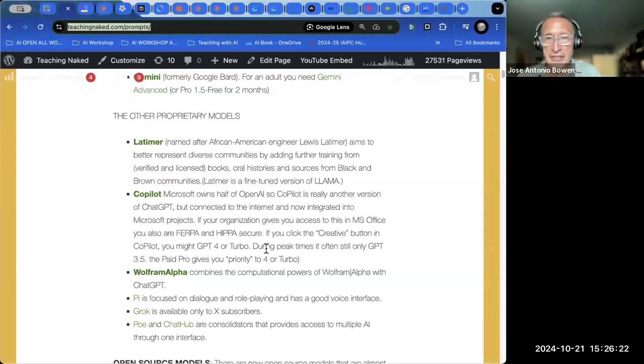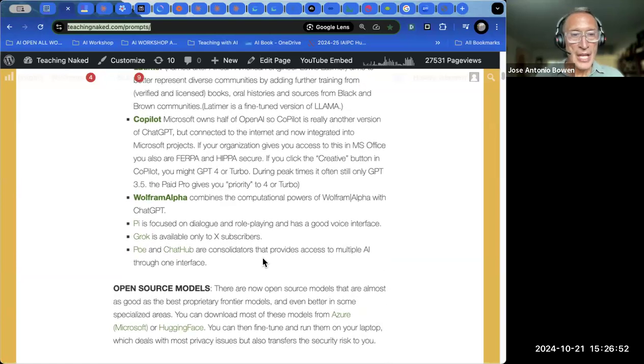If you're a scientist or a mathematician, Wolfram Alpha is the best at doing math because it doesn't use an AI for the math. It uses Wolfram Alpha, and then it has an AI wrapper. If you're in the humanities, Latimer is a different AI because it's trained on Black and brown sources that were licensed and verified. So it deals with the ethical issue of licensing, since it's not taking anybody's stuff. But it's also a different point of view, because Black and brown sources were what it was trained on. So it has a different way of looking at the world, as we'll see.